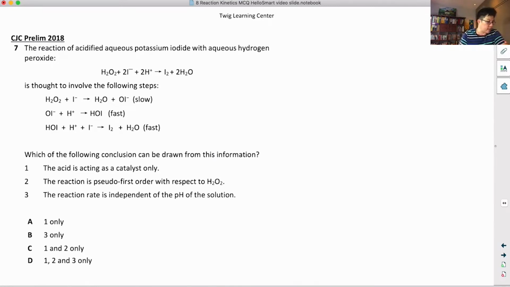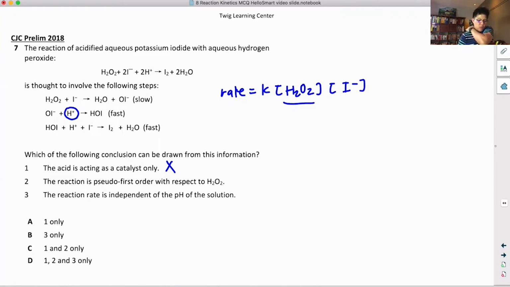The acid is acting as a catalyst, right? So you can see from here, H plus is used up, but it's not being regenerated, so this is out. The reaction is pseudo first order with respect to H2O2. If you look at the rate equation, it is actually k[H2O2][I minus], so H2O2 is a reactant. No, it's just first order with respect to H2O2, not pseudo first order. So I'm going to cross this out.